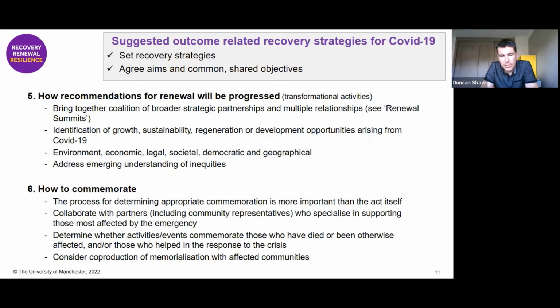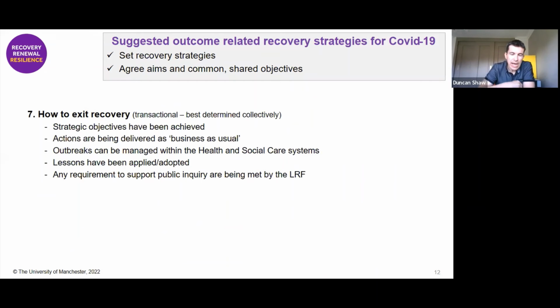It's understanding the place of co-production in memorialization and commemoration, going into communities and understanding how they have experienced the emergency, and then starting to think, what would they want to do? How do they want to see their efforts, their loved ones memorialized? It's very easy to get memorialization or commemoration wrong, and it's very difficult to do it well, which is why we're suggesting that co-production is so central.